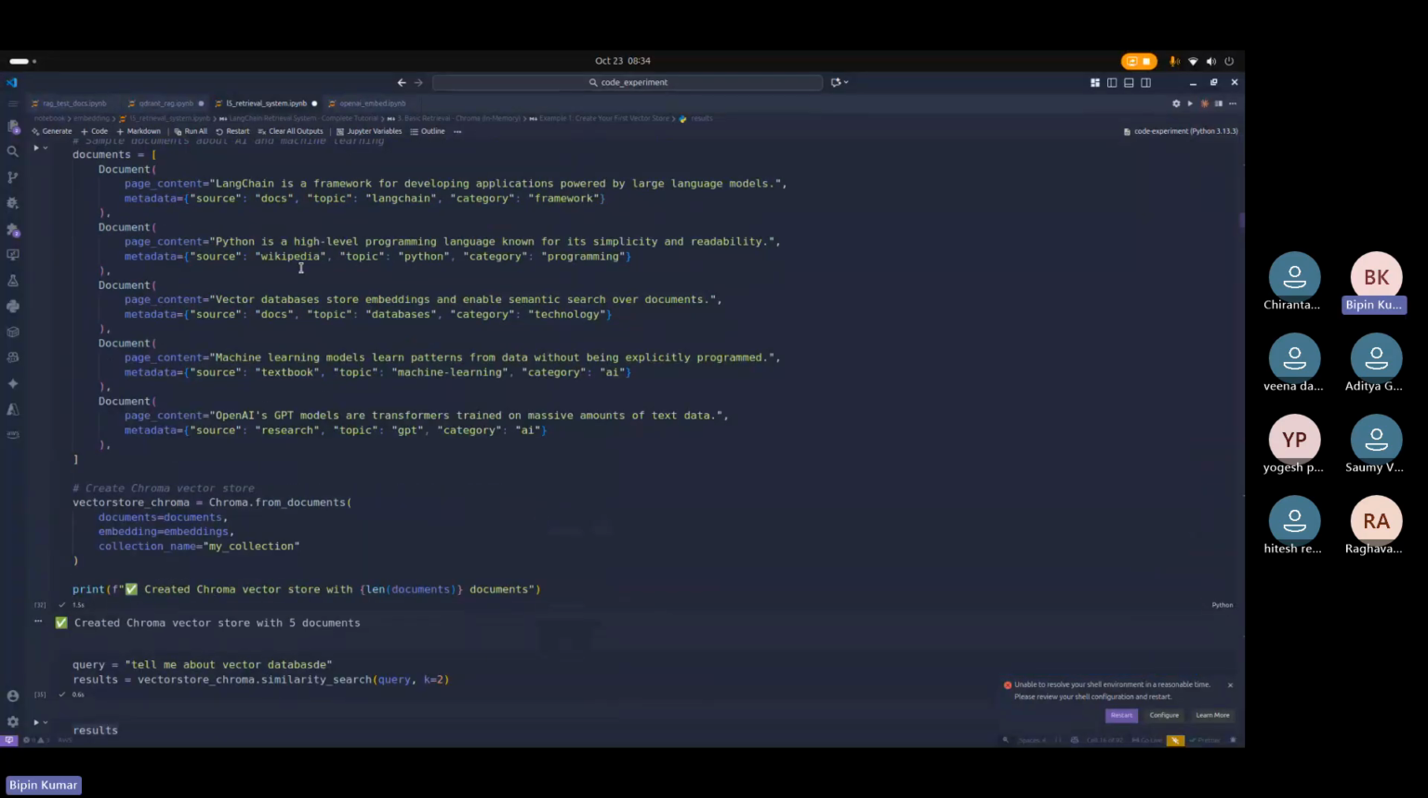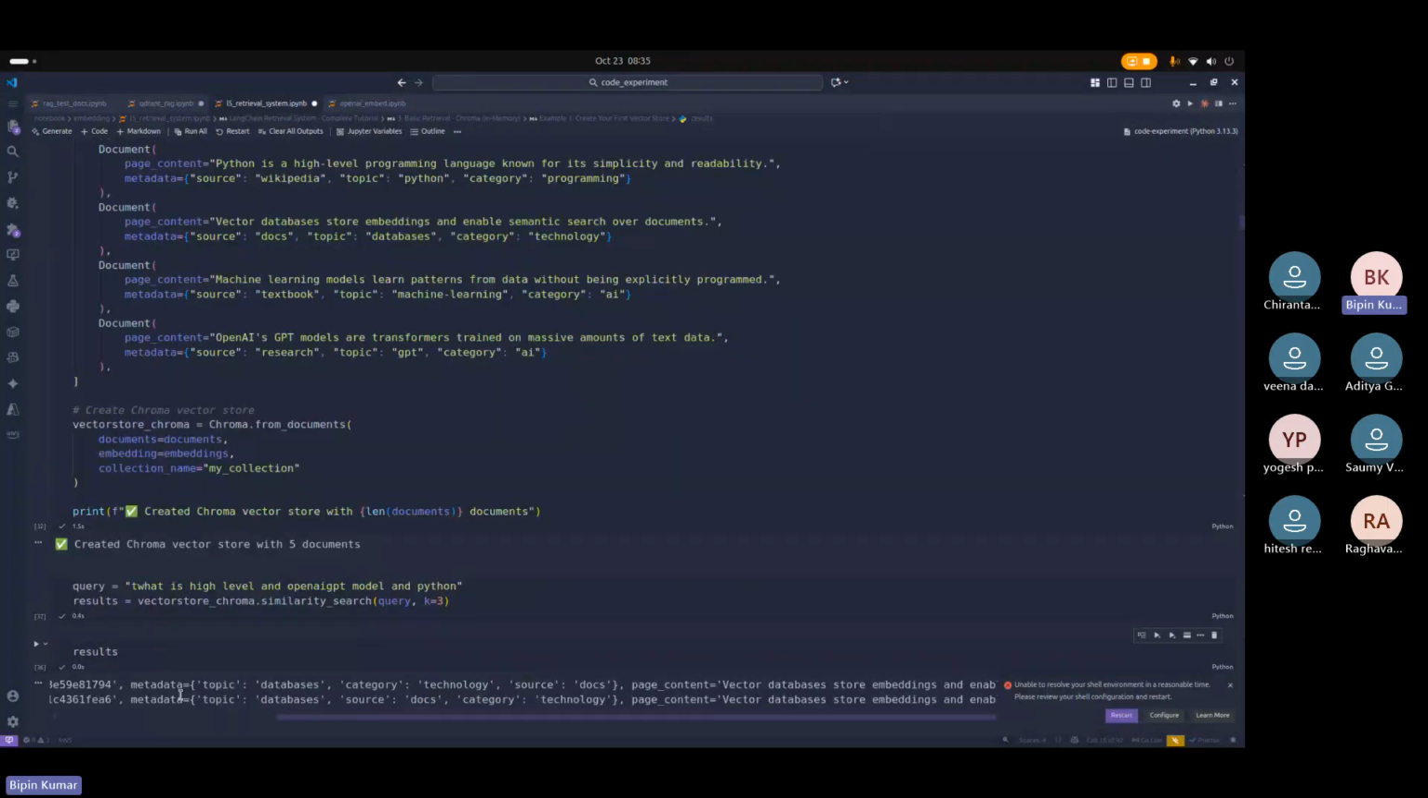Let's say this one, what is high level, and OpenAI GPT model and Python. Okay, let's say I'm asking 3 questions. In a single question, I have 3 things, right? Let's see what happened. And I have put k equal to 3.